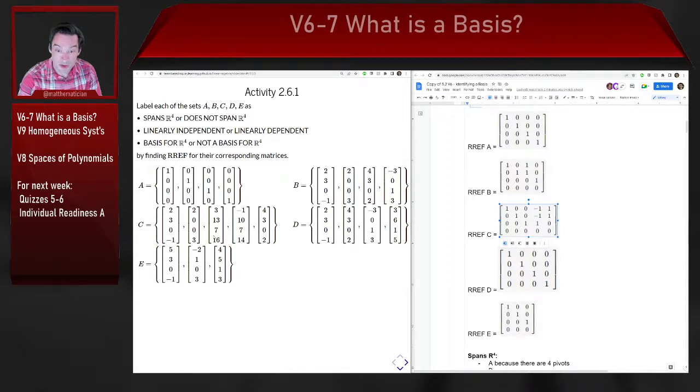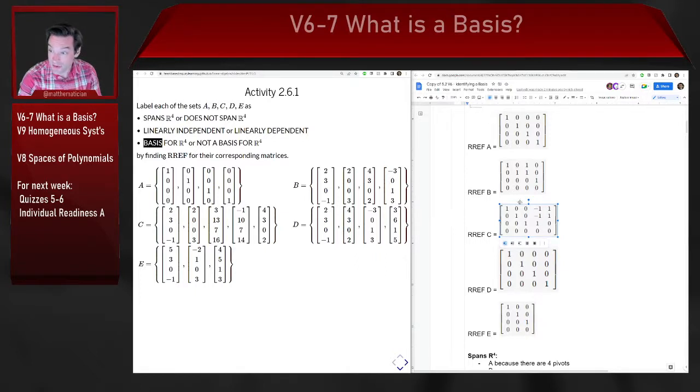So neither of those can be a basis, but you can still do the work and figure out which ones are linearly independent and which ones are, in fact, spanning sets. And it all depends on how many pivots are present in the reduced row echelon form. If every column has a pivot, then we have a linearly independent set. If every row has a pivot, then we have a spanning set for R4. And if both of those things happen simultaneously, that's when we have a basis for R4.